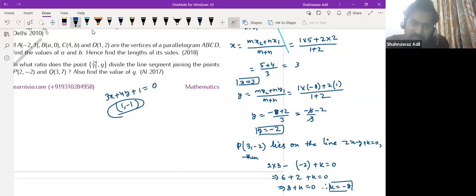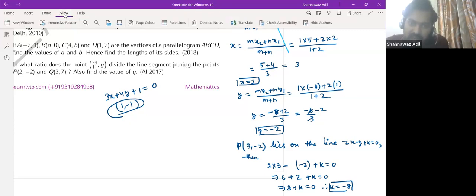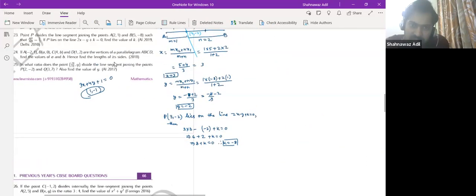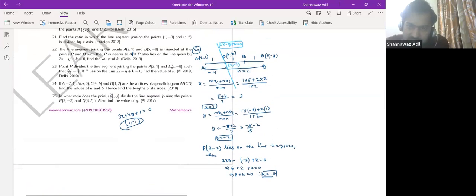So we don't need to calculate Q, right? Because in this question, they have not mentioned to calculate Q. They have only mentioned to calculate the value of k. So we don't require Q, right?